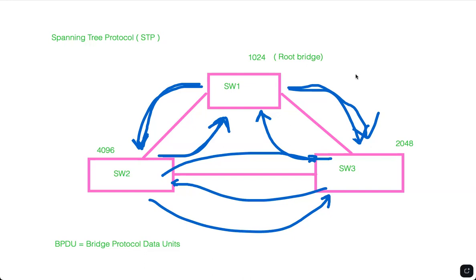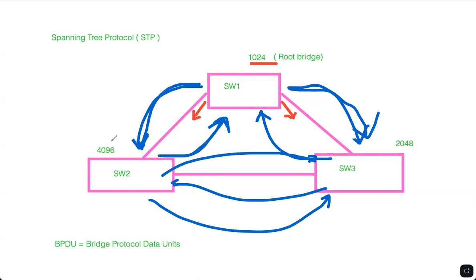So what does root bridge mean? A root bridge will always have its ports in the forwarding state. It will never block a port to avoid the loop. So in our example, because this became the root bridge, it will put this port in the forwarding state and this one in the forwarding state. So this port is not blocked and this port is not blocked.